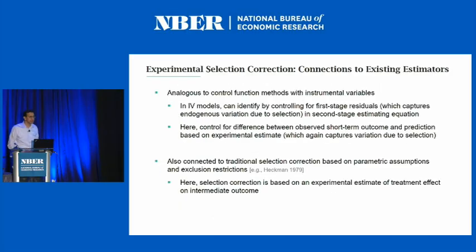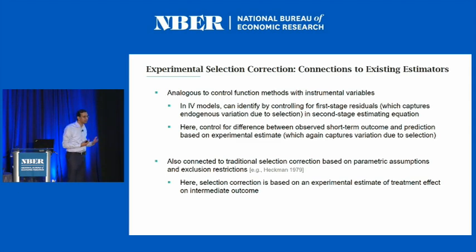So just to stress that connection, again, back to a literature that will be more familiar to folks, in instrumental variable models, Kosuke also mentioned this, we can identify by controlling for the first stage residuals, which capture the endogenous variation due to selection, in the second stage estimating equation. Here, we're basically doing the same thing, but we're controlling for the difference between the observed short-term outcome and the prediction based on the experimental estimate, which again captures variation due to selection.